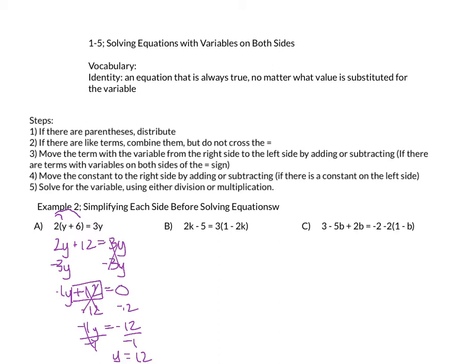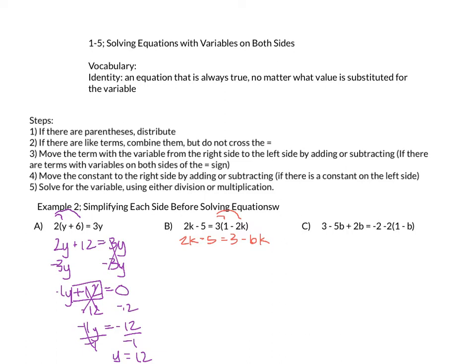Okay, the next problem. There are parentheses again. So we've got to take the 3 times the 1 and then the 3 times the 2k, negative 2k. So we get 2k minus 5 equals 3 times 1, which is 3, and then 3 times a negative 2k, which is negative 6k. Next step says combine like terms. There's no terms to combine without crossing the equal sign.